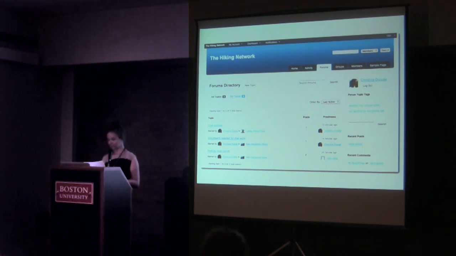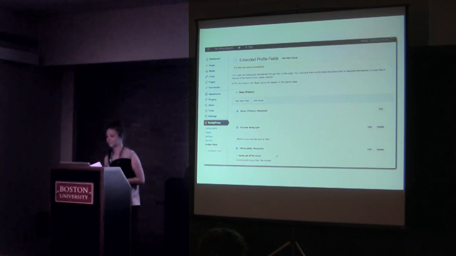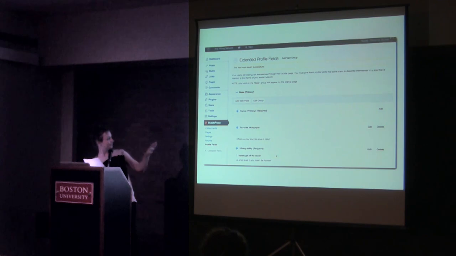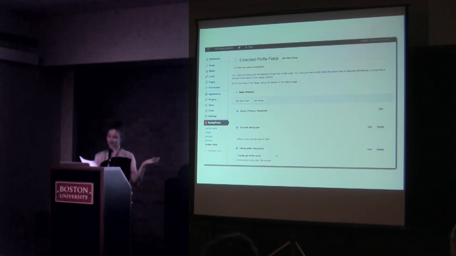So that's forums. Something else that is actually really cool about BuddyPress is extended profile fields. And this comes out of the box. There isn't a separate plugin that makes it so that you can do this, which I think is really cool. By default, you get a name field right up there. But you can also add your own additional fields. For example, I want to ask people to share a little bit about their hiking experience. So I made a text field for favorite hiking spot. People can fill in where they like to hike.